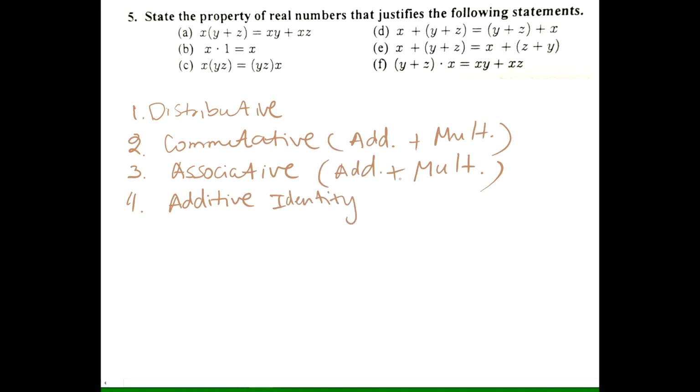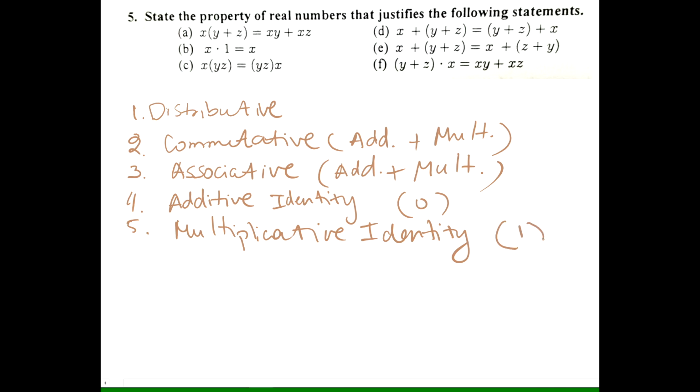Number 4, additive identity property. This property says that you take a number, you add an element to it, and the result is unchanged. So for addition, this element would be 0. Number 5, multiplicative identity property. This says that you take a number and multiply it by some element and you get the same number back. For the multiplicative identity, we have 1. Okay, so let's look at our question now.